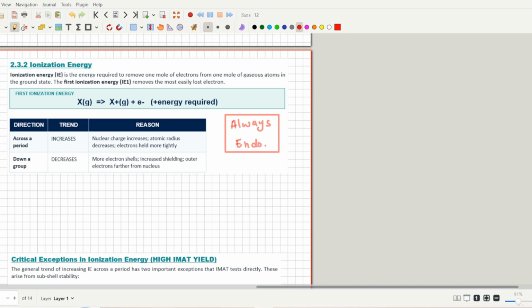Let's talk about other properties of ionization energy. Ionization energy is directly proportional to the nuclear charge.